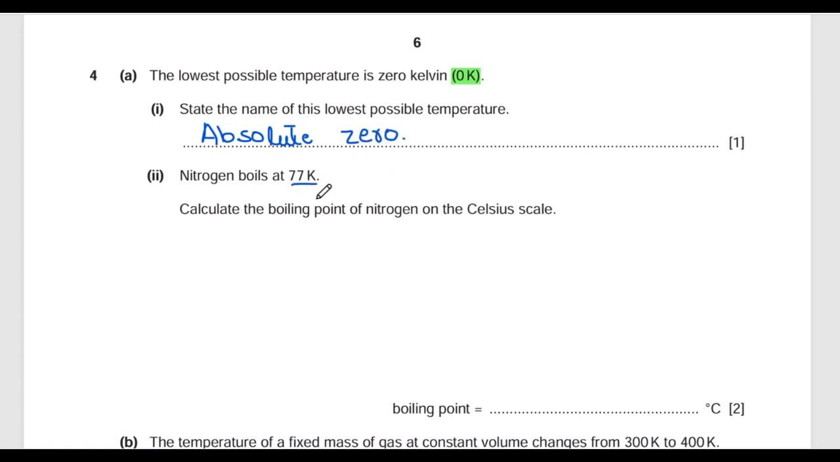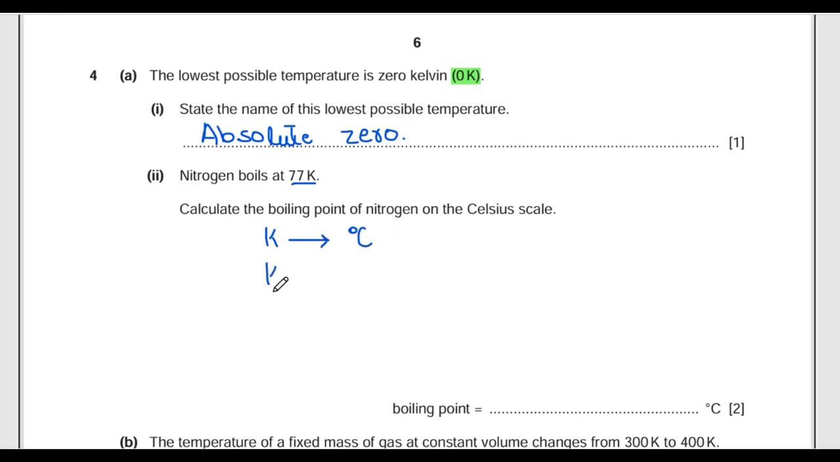Next question says nitrogen boils at 77 Kelvin. We have to convert this into the Celsius scale. We have to convert Kelvin into degrees Celsius. And to convert Kelvin into degrees Celsius, we have to subtract 273 from the temperature in Kelvin, and we'll get the answer in degrees Celsius. So 77 Kelvin minus 273 will give me negative 196 degrees Celsius.